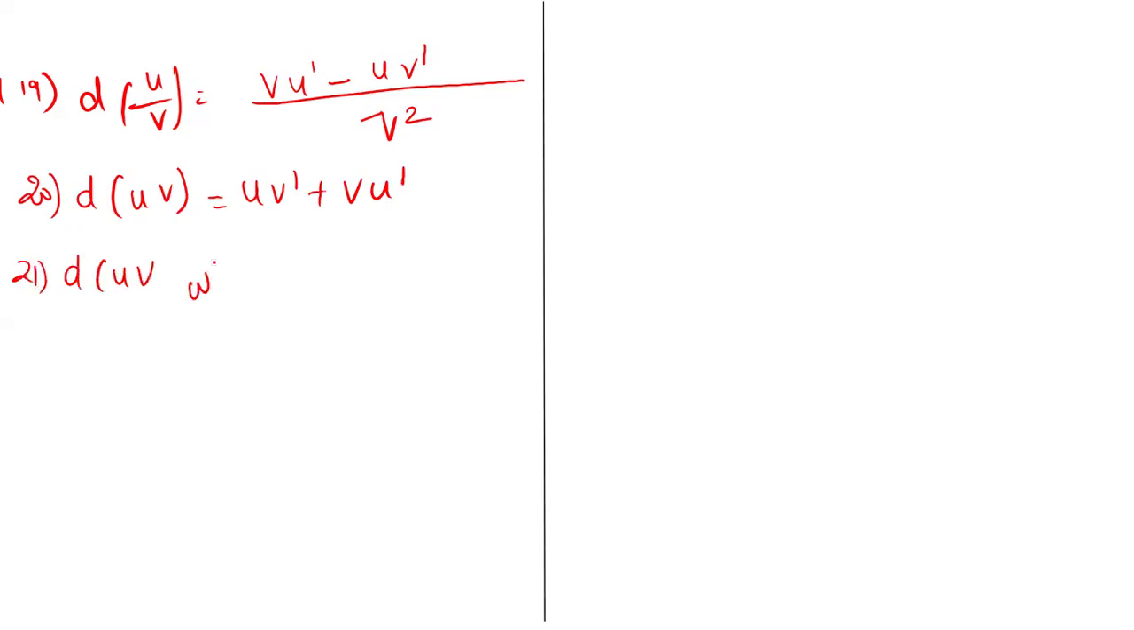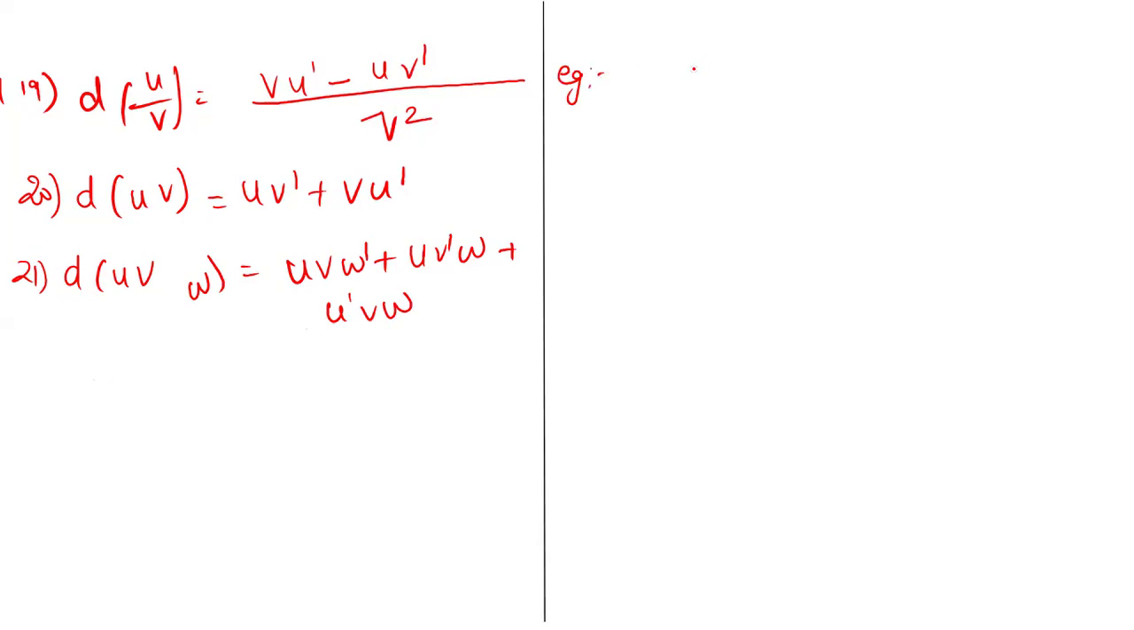d(uvw) = u'vw + uv'w + uvw'. This is your formula. Okay, hope you are clear with that. We'll see some examples related to this.